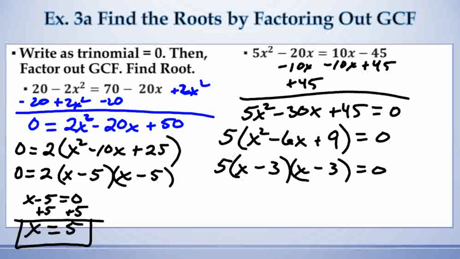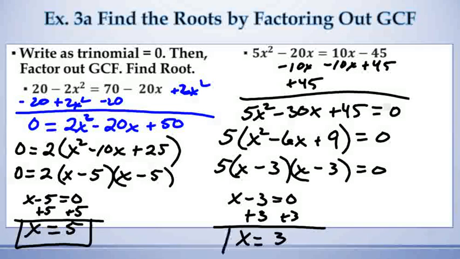So I have two binomials that are the same. So I just need to make one of them equal to 0. So I need to add 3 to both sides. X equals a positive 3. So when x equals a positive 3, this whole thing is going to be equal to 0.